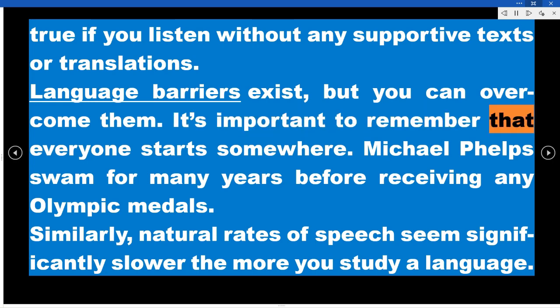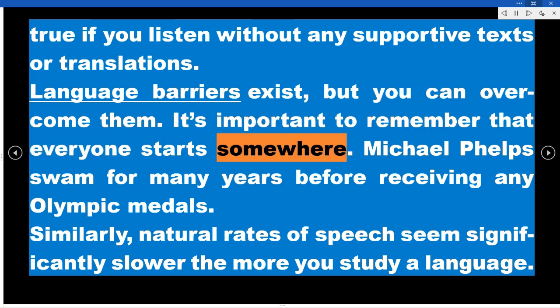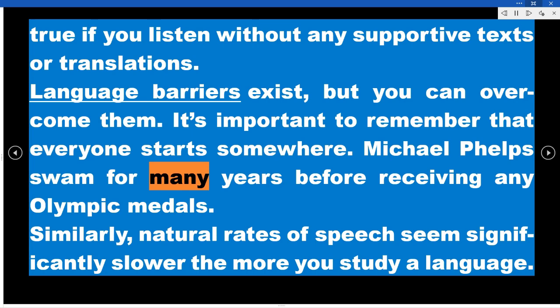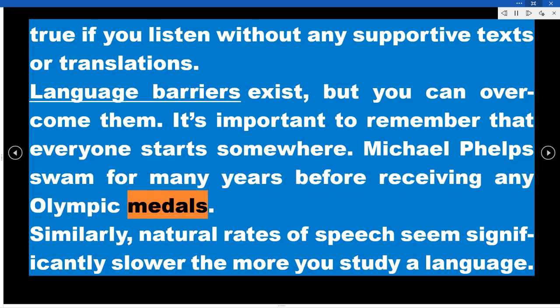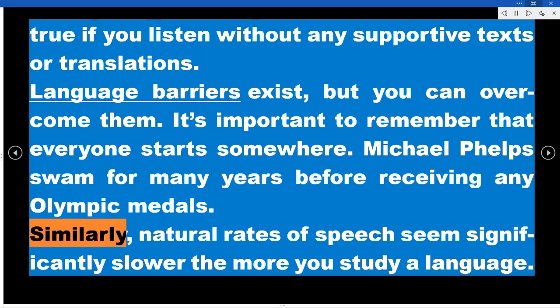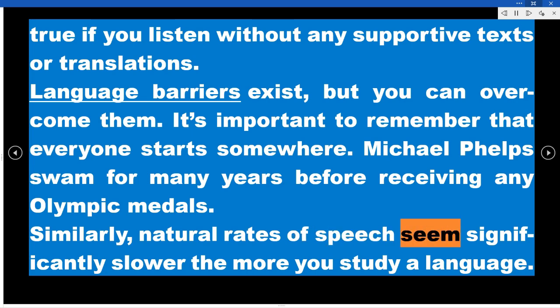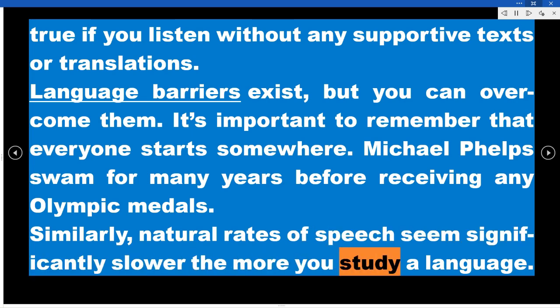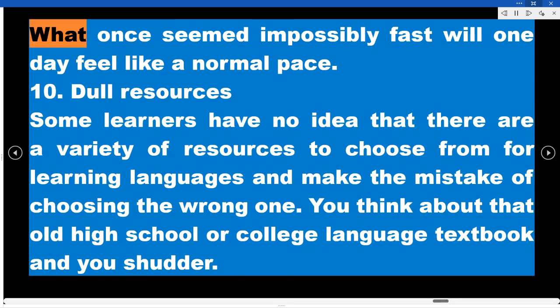It's important to remember that everyone starts somewhere. Michael Phelps swam for many years before receiving any Olympic medals. Similarly, natural rates of speech seem significantly slower the more you study a language. What once seemed impossibly fast will one day feel like a normal pace.